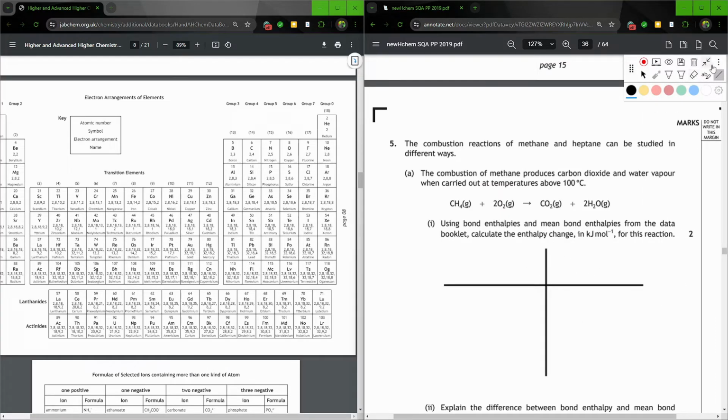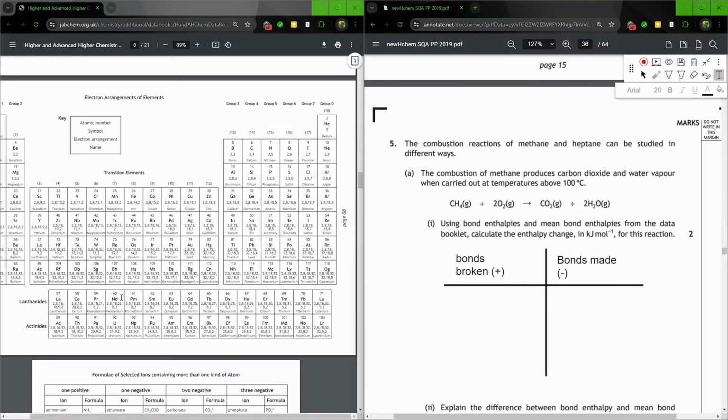So what we're going to have here is bonds broken, and bonds broken require energy. So even though they require energy, there'll be a plus, because remember in chemistry, negative enthalpy is giving out energy, plus is requiring energy. It'll be endothermic. Then bonds made would give out energy, so there'll be negative.